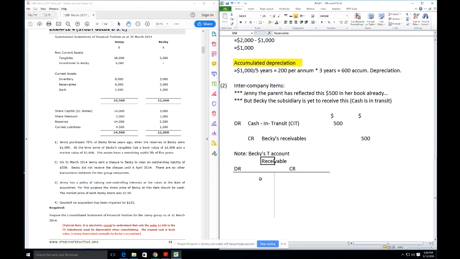Now, receivables is always a debit. I pick from the question: for Becky, Becky's receivables is $2,000. In light of this, if we want to reduce the receivables, what do we do? Remember that what we are trying to do is cancel out intercompany trading.